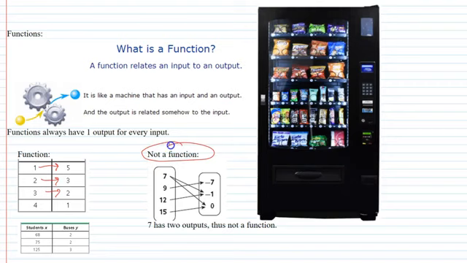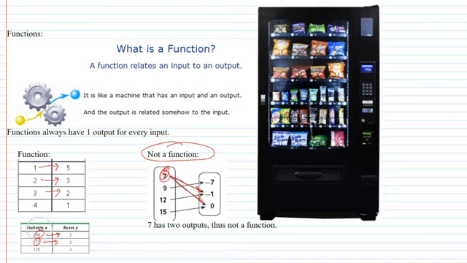Here's an example of not a function. The 7 goes in and two numbers come out. That's like putting in your $1 and getting out a bag of chips and a bag of M&Ms. It's a broken function, and if you're the owner of that machine, you're going to go out of business really soon. You cannot have a function where you put one number in and get two different things out. You can, however, put two numbers in and get the same thing out.